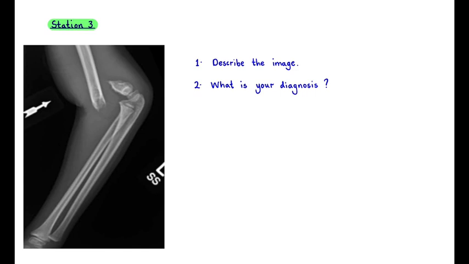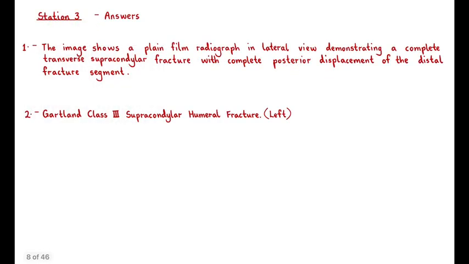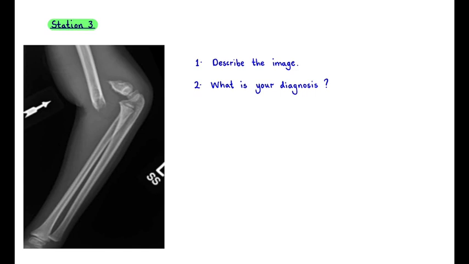Station 3, describe the image. What is your diagnosis? The image shows a plain film radiograph in lateral view demonstrating a complete transverse supracondylar fracture with complete posterior displacement of the distal fracture segment. This is a transverse fracture, as you can see. And it is a supracondylar fracture. It is above the medial and lateral condyles of the humerus.